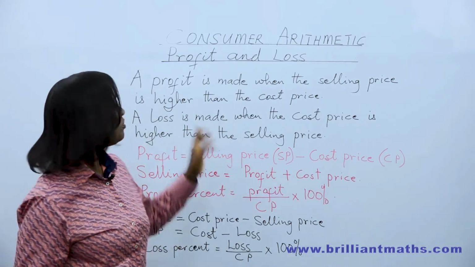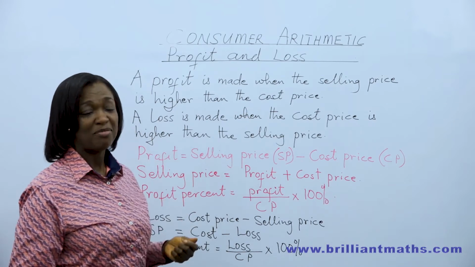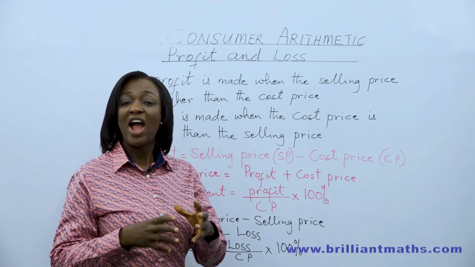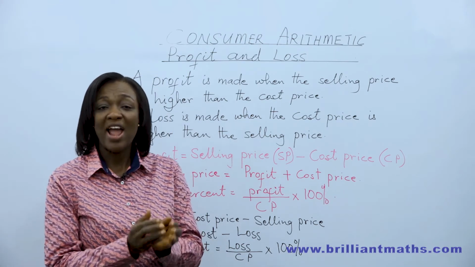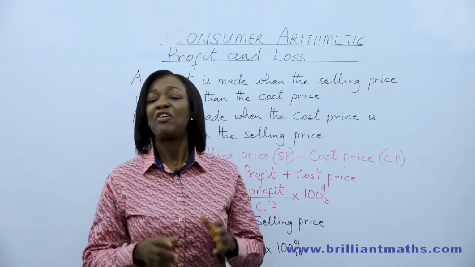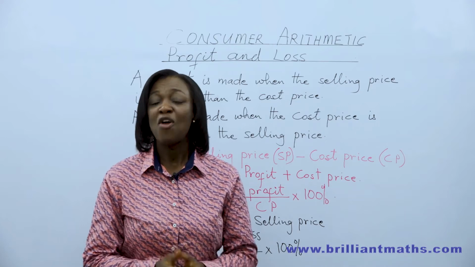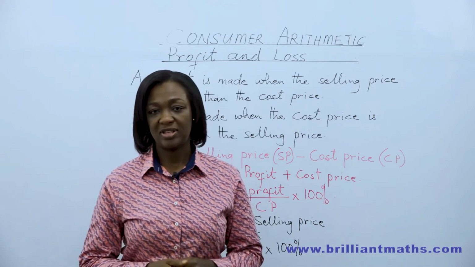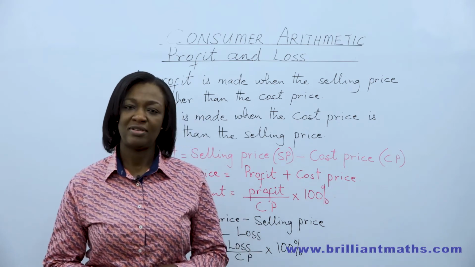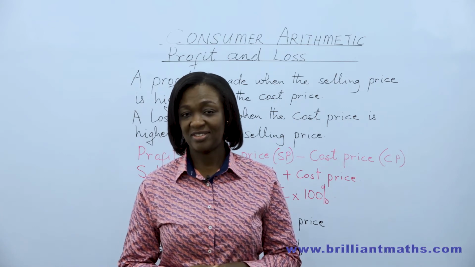What is a profit? A profit is made when the selling price of an item is higher than the cost price. So you actually make a profit when you buy something and sell it higher than you bought it. So for example, I'm a trader and I buy a pair of shoes for 80 pounds and I sell those pair of shoes for 100 pounds. I made a profit of 20 pounds.